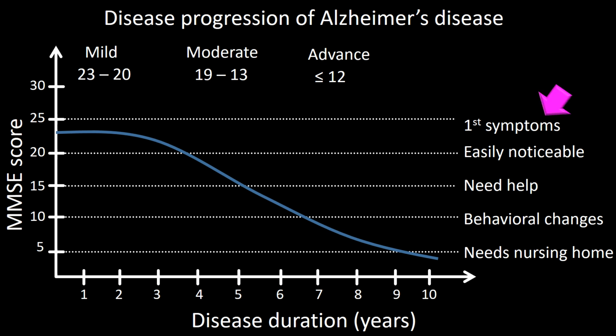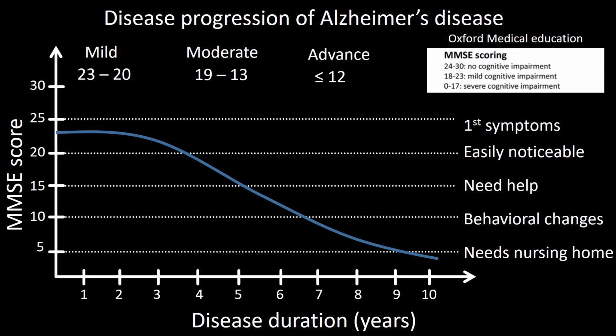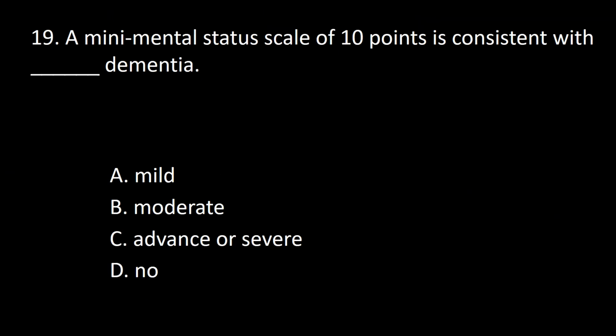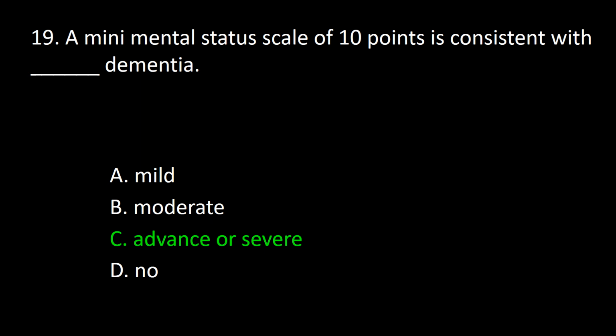At this stage, episodic memory is usually first affected. By the time the score is 19 to 13, the impairment is easily noticeable because other cognitive parameters are affected. Behavioral changes are present relatively late in the course. Yet there are other classifications, such as the one presented here from Oxford Education, but in all, a score of 10 is considered severe. So the answer to this question is C.